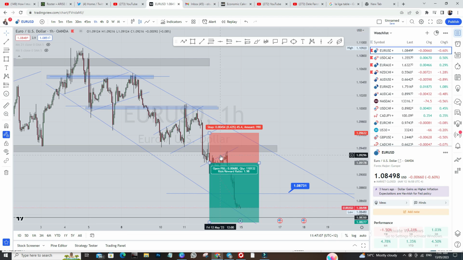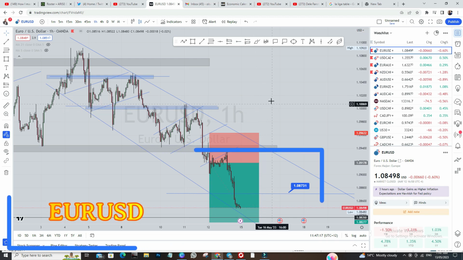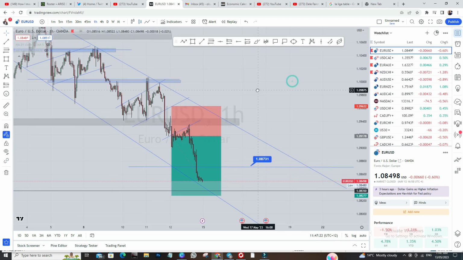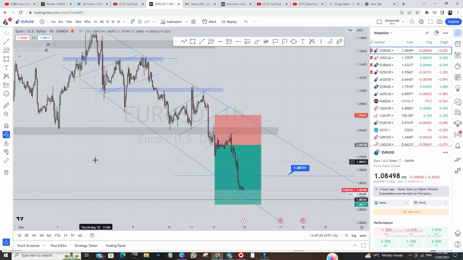Now I'm going to be sharing with you how a few pairs played out this week, and I'll be looking at EURUSD, which is one of the pairs, and I took a trade which is on the screen. This week, generally across different pairs, has been kind of consolidating.